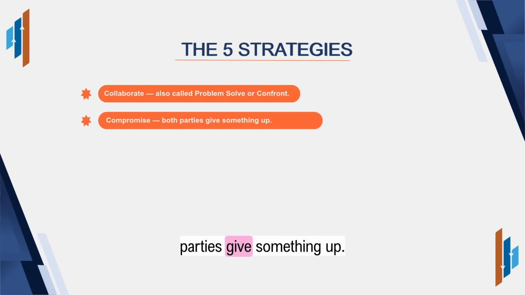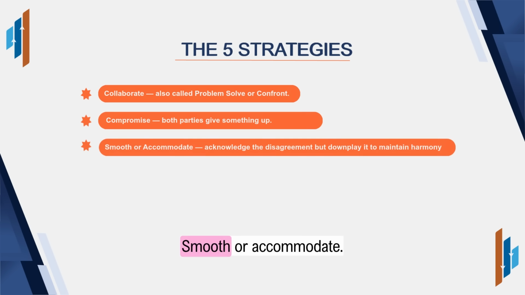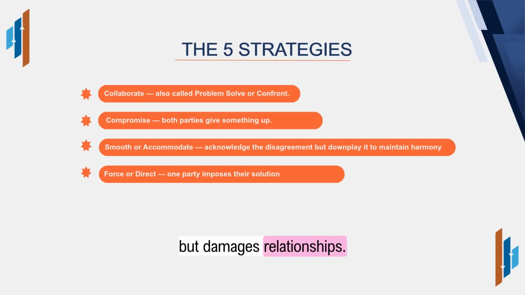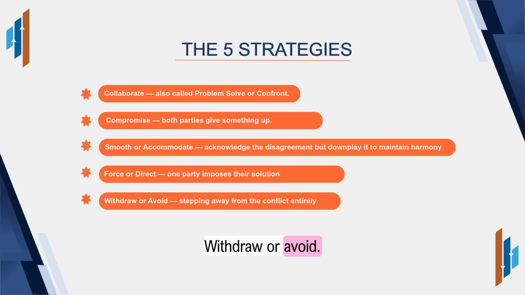Compromise, both parties give something up. A temporary fix, not ideal long-term. Smooth or accommodate, acknowledge the disagreement but downplay it to maintain harmony. Used short-term. Force or direct, one party imposes their solution. Used in emergencies but damages relationships. Withdraw or avoid, stepping away from the conflict entirely. Almost always the wrong answer on the exam.